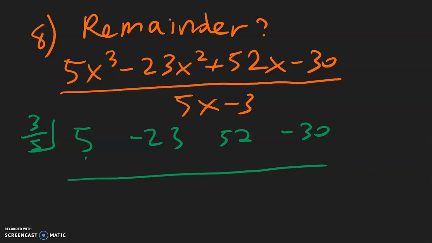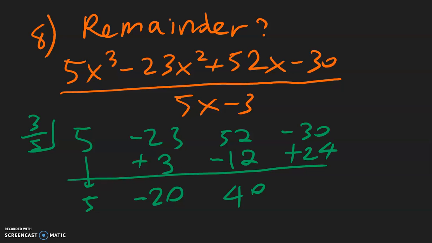So bring this down. That's a 5. Positive and positive, that's a positive. So 5 divided by 5 is 1, times 3 is 3. And then negative 23 plus 3 is negative 20. A negative times a positive is a negative. So 20 divided by 5 is 4. 4 times the top, 4 times 3 is 12. 52 minus 12 is going to be 40. And then positive times positive is a positive. 40 divided by 5 is 8. 8 times 3 is 24. So we have negative 30 plus 24, which is negative 6. So our answer, because it's asking for just the remainder, our answer is negative 6.